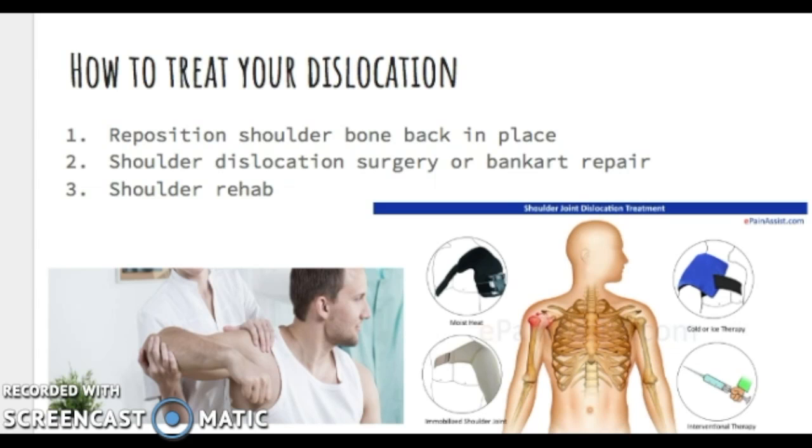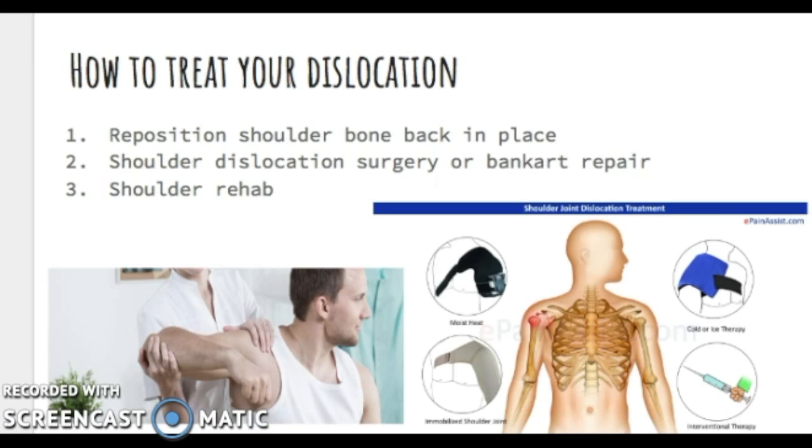So how do we treat this horrible injury? Treatment should be sought right away after the dislocation due to the fact that the joint will get more swollen and painful with every passing minute. The doctor will most likely move the arm bone back into its rightful place in the shoulder socket. Once the arm bone is back in its place, most of the pain will go away.